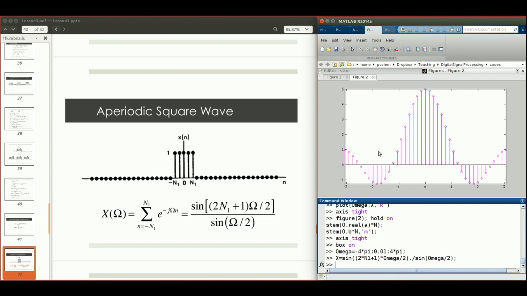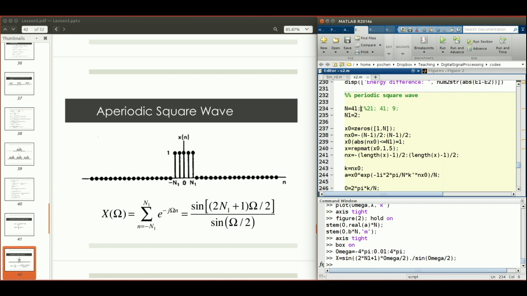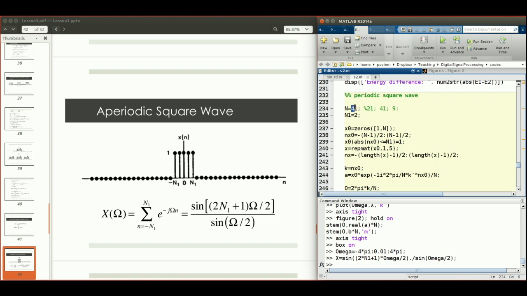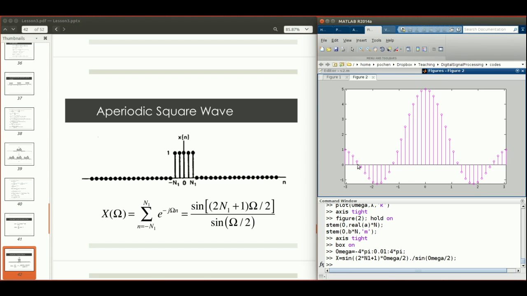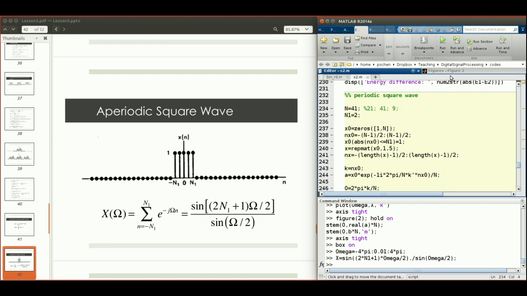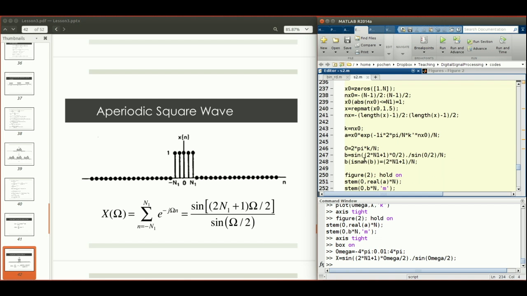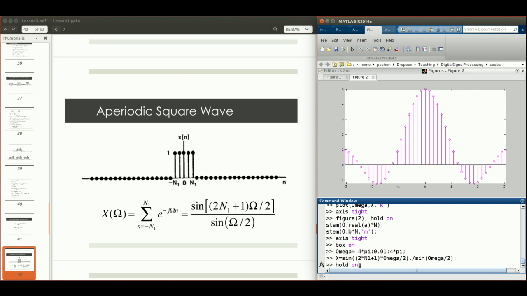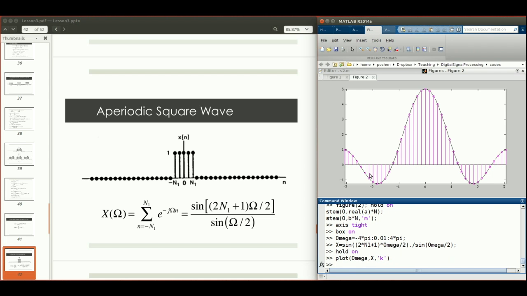Right? So in this plot, this plot was computed by using big N equals 41. So it's still a periodic sequence, right? For this kind of periodic sequence with a quite large fundamental period of 41, what you are recovering is a quite dense sample of this envelope function of big X. That's the same example that we computed in our last example, right? But now let's hold on to the original figure and then plot omega. Let's use black. And now you can see it's actually this envelope function as a continuous function.